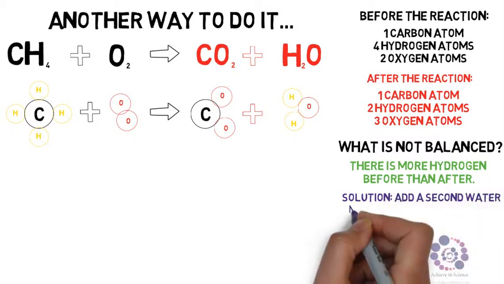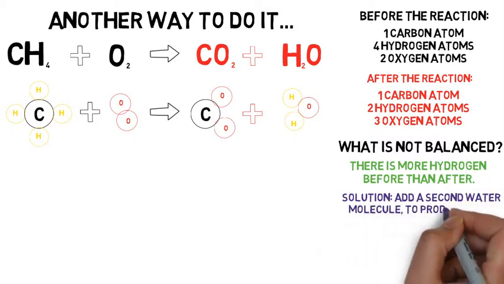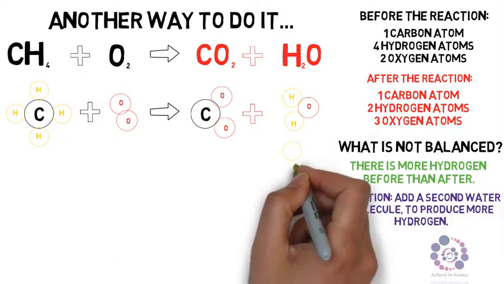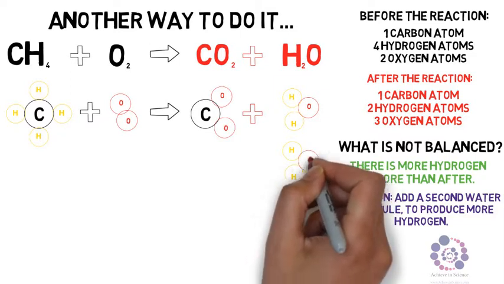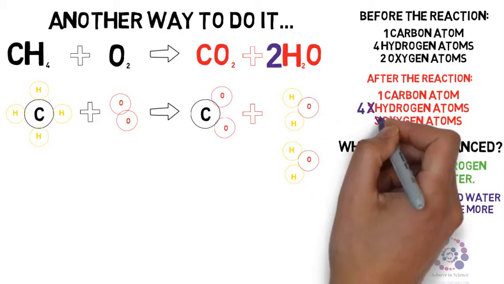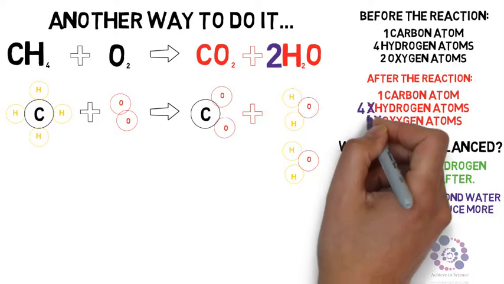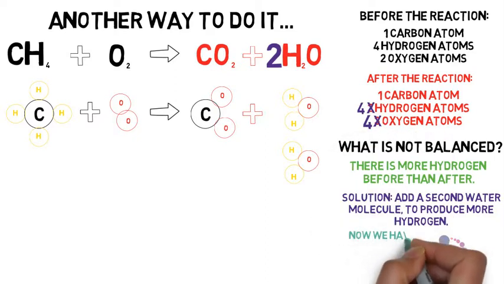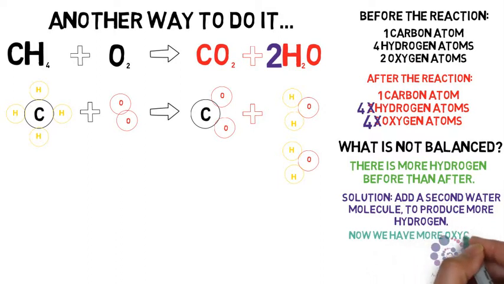Now we can do this using this method by drawing another water molecule. So if we draw another water molecule made up of an oxygen and 2 hydrogens, and then we can go back to the equation and add the number 2 in there, we can see that now we have 4 hydrogens and 4 oxygen atoms. Now we find the problem that we have more oxygen after than we have before.